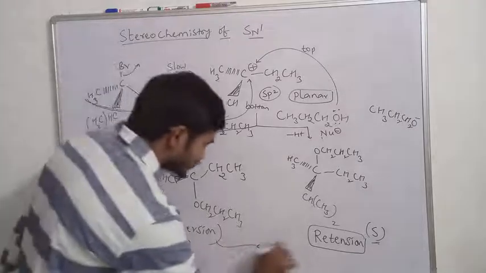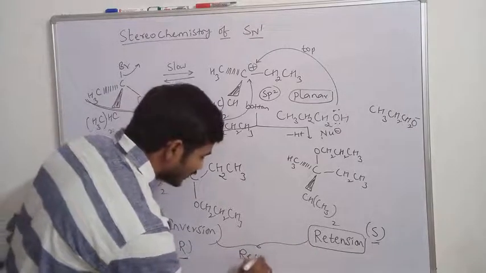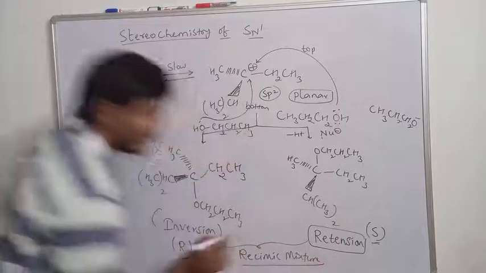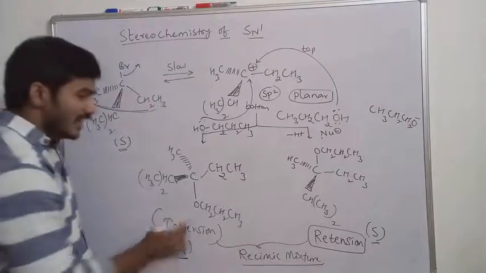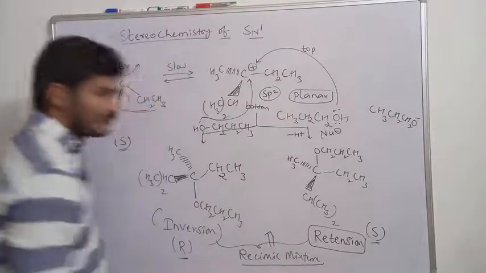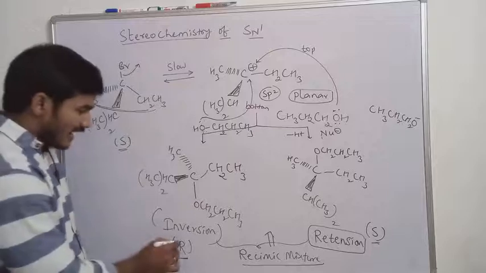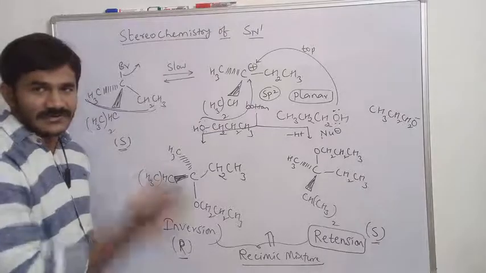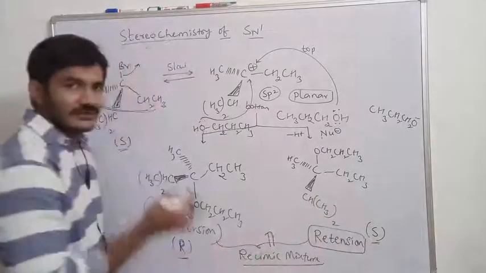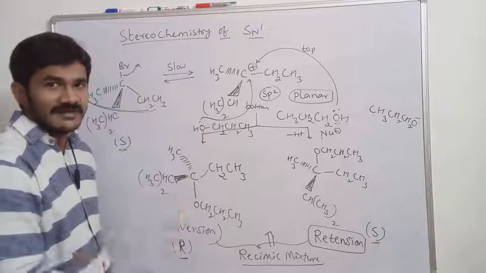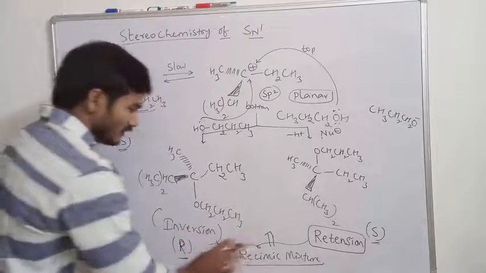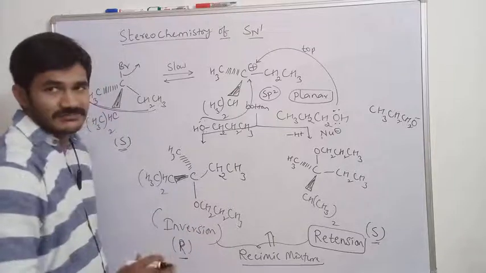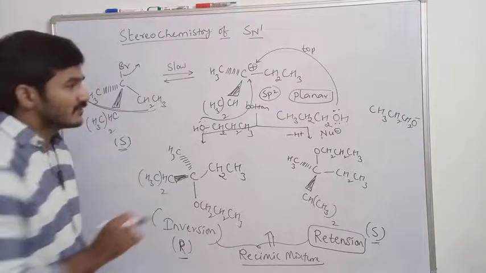So inversion and retention together, we write this as racemic mixture. Racemic mixture molecules have optical rotation. What is the optical rotation of this molecule? R configuration will rotate the plane of light from left to right. S configuration molecule will rotate the plane of polarized light from right to left. So now when these two are mixed in equal proportions, that is said to be racemic mixture. You understand one point in this case.